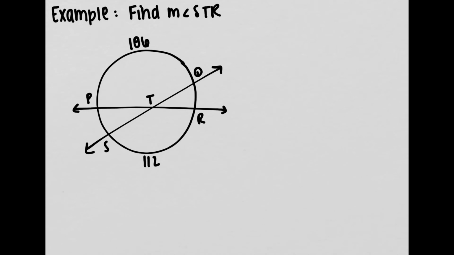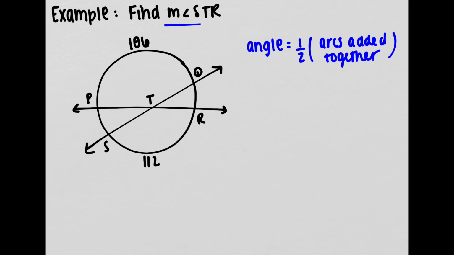So here's our second example. Again, make sure you are drawing these. If you're not drawing them, you're going to have a really hard time reading your notes later on. So my formula I'm using here still is the angle is equal to 1/2 of the arcs added together. Now in this problem, I'm asking you to find the measure of STR. So again, I don't know what my angle is. That's what I'm finding. So I'm going to label it as angle STR because it's straight from the problem.